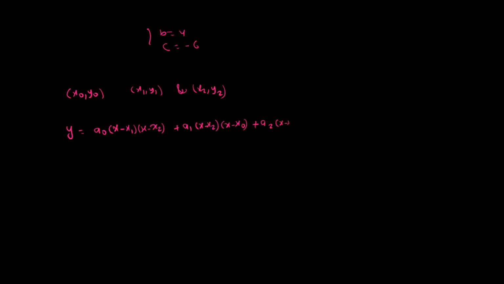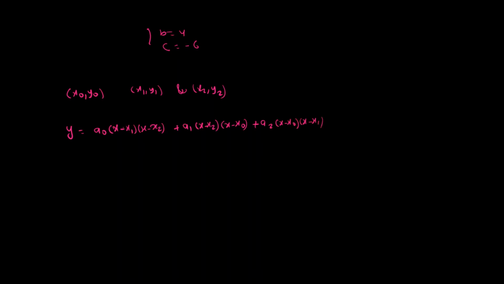What I actually wish to say is, if we are given these three data points x0 comma y0, x1 comma y1 and x2 comma y2, then we can always write a second degree equation in this form: y is equal to a naught x minus x1 into x minus x2, plus a1 x minus x2 into x minus x0, and the last term, plus a2 x minus x0 into x minus x1.